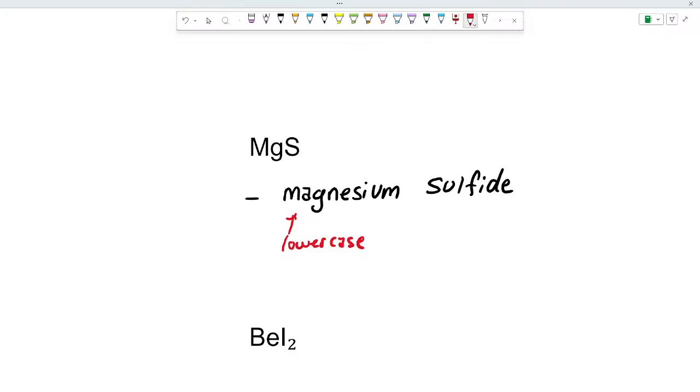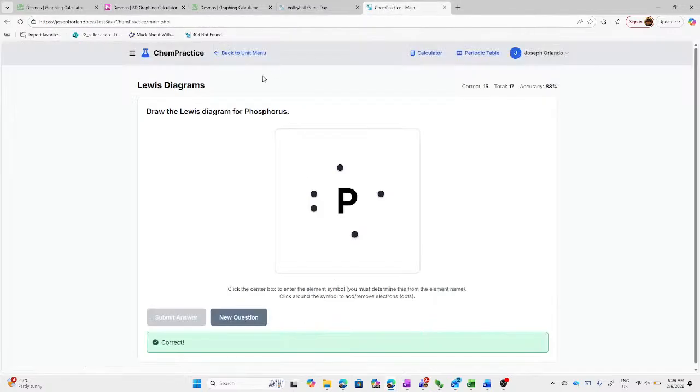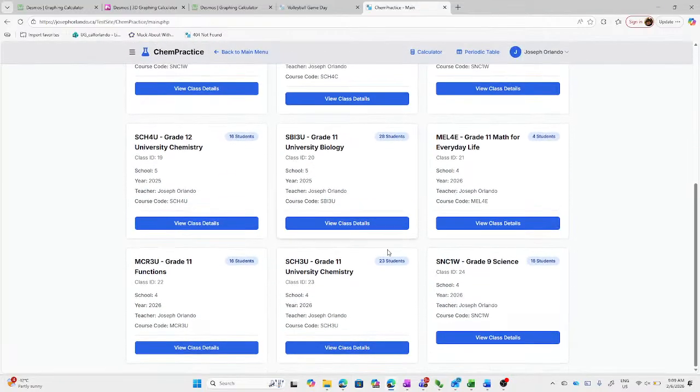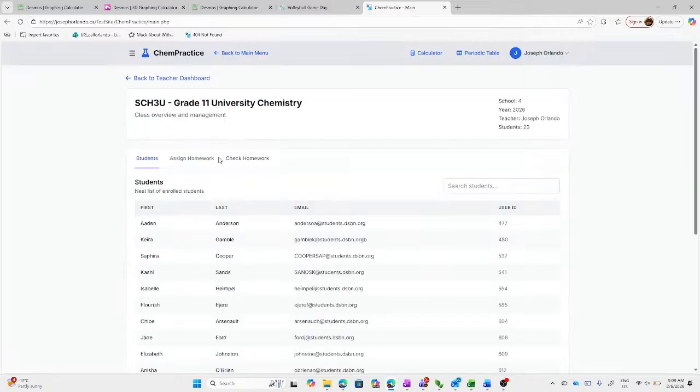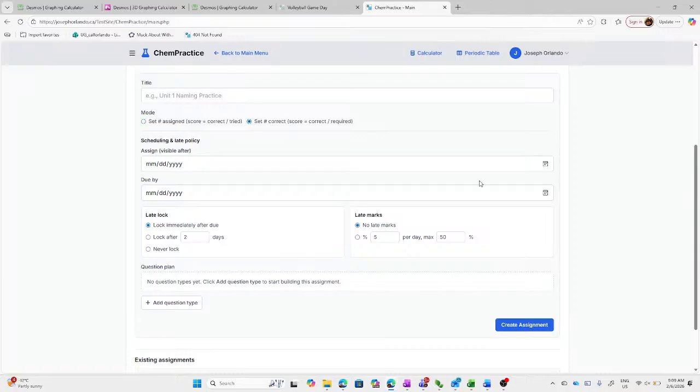Okay, so listen. Lowercase, ending change to "ide," and then this is important. What do we not have when we name ionic compounds? Prefixes. All right, now, there's practice here. I'm also going to give you a little bit of online homework practice. Not a ton, but a little bit. In fact, teacher dashboard, grade 11 University Chem, assign homework. Not going to score it, just simple. We want to do how many you get correct. We're going to assign this today. It's going to need to be done by Monday.